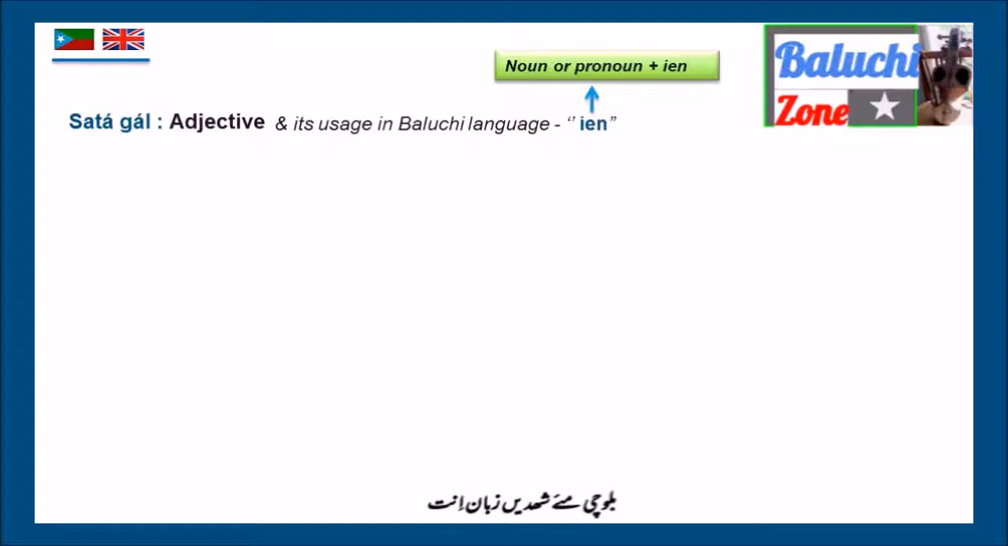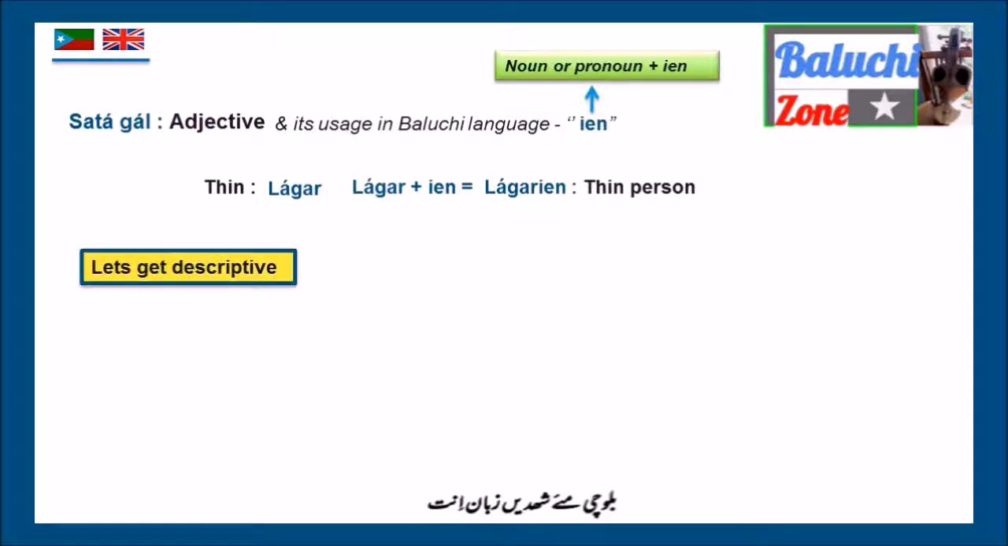For instance, thin in Balochi means logar. To describe someone who is thin, we would attach en at the end. So turning logar into logarien. Logar meaning thin into logarien meaning a thin person. I'm gonna demonstrate more examples below.